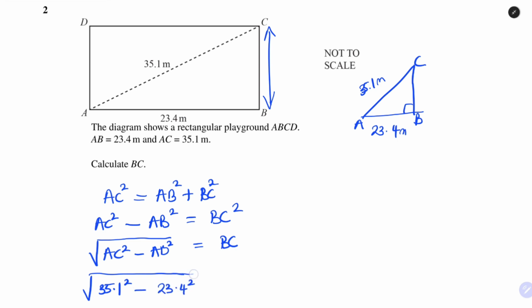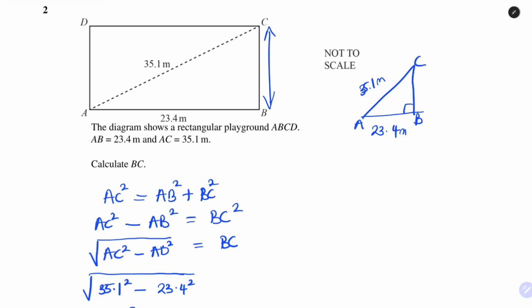23.4 square. Please, I would advise that you punch this directly into your calculator. If you don't do that, you're going to run into issues. What do I mean? You're going to run into the error of hasty approximation. So just pick up your calculator, the square root of 35.1 square minus 23.4 square. If you do that properly, what you would have is 26.1619 and so on.